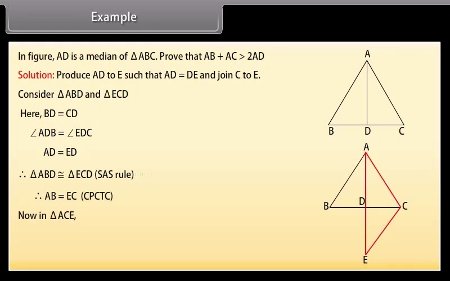Now, in triangle ACE, EC plus AC is greater than AE, or AB plus AC is greater than 2AD, because AD is equal to ED, which implies that AE is equal to 2AD.